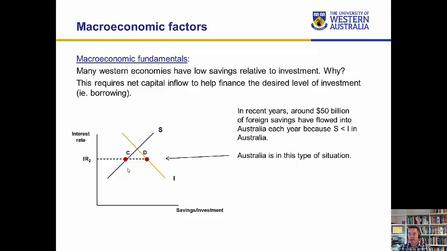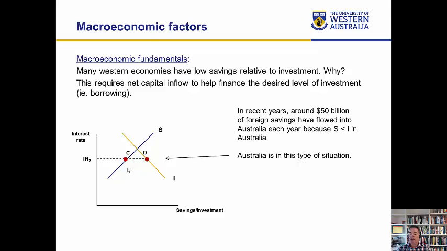Now, foreign investment is the term used in the balance of payments to describe foreign savings coming into Australia and supplementing our low level of domestic savings. So when we get to the balance of payments section of the course, you'll need to remember that. Even though the balance of payments calls this inflow of $50 billion foreign investment, which it is, we're thinking about it in terms of foreigners lending us their savings, their excess savings.